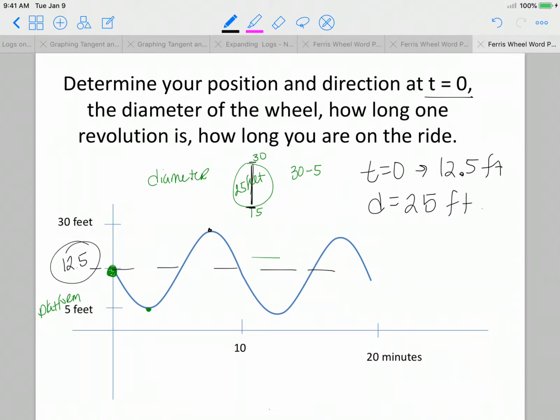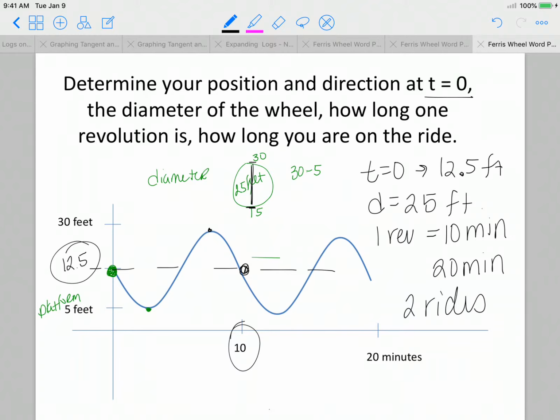Okay, then it says how long is one revolution? So that's really asking what's one wavelength? What's one revolution? How long does it take? Well, it looks like it takes 10 minutes. And how long are you on the ride for? Well, you're on the ride for 20 minutes. So you get 2 rides. Okay, does that make sense?